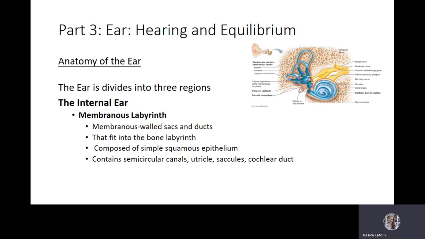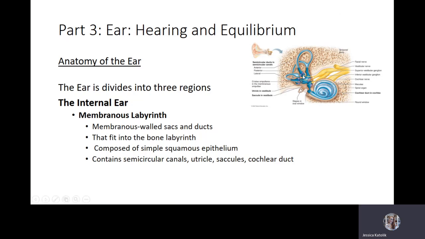Within the bony labyrinth, we're going to have the membranous labyrinth, and the membranous labyrinth is going to be essentially a bunch of tubes and sacs that are going to fill the bony labyrinth. It's mostly composed of simple squamous epithelium. However, there are going to be some regions that are specialized and will thicken and be composed of different types of tissue to allow for sensation and for housing sensory receptors.